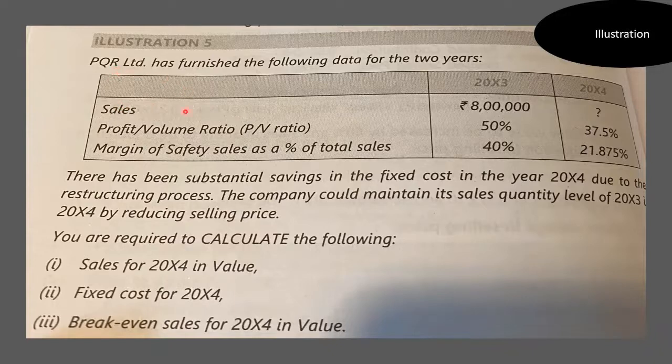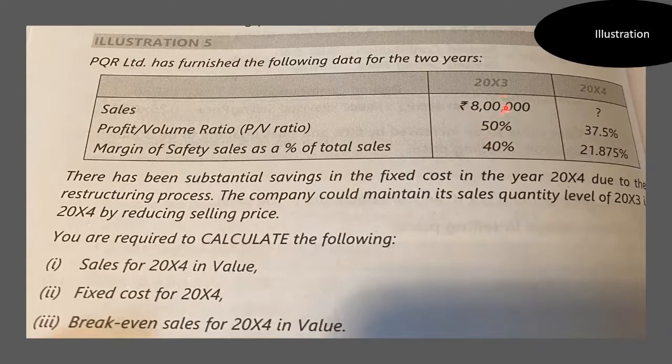Sales of 2013 is given, 2014 is not given. Profit volume ratio is given in both the years. Margin of safety is given for both the years. So what information do we have? For any problem in an examination, you need to read the question with a fresh mind. Don't get hassled. Take a look at what information is given. There is a structured way of answering any examination question that will help you to score higher marks.